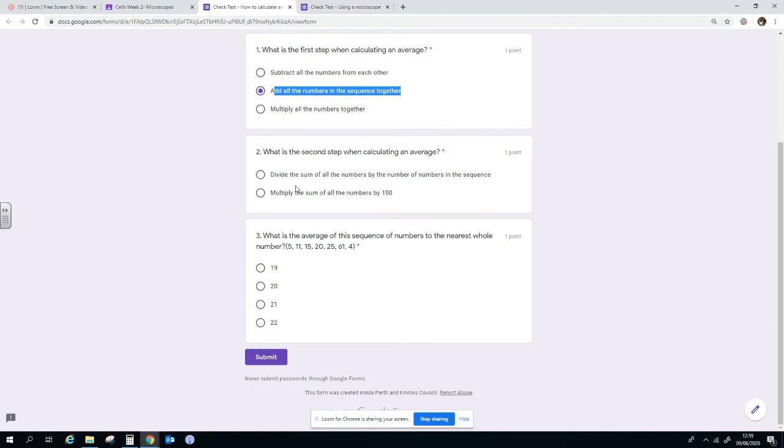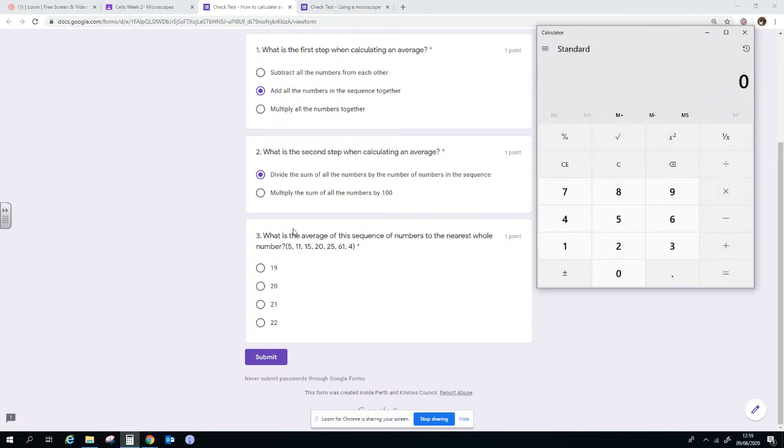Second step when calculating an average is to divide the sum, so the numbers added together, by however many numbers were in the sequence. So if we had 10 numbers in the sequence, we added them up and the sum was 100, then it'd be 100 divided by 10, which gives us 10. For this question here, it asks us to add the numbers up. So let's do that just now.